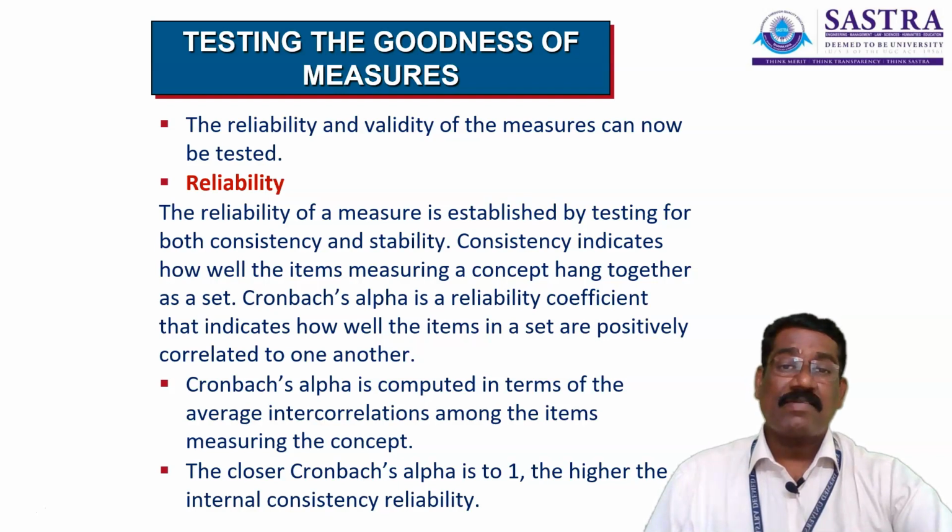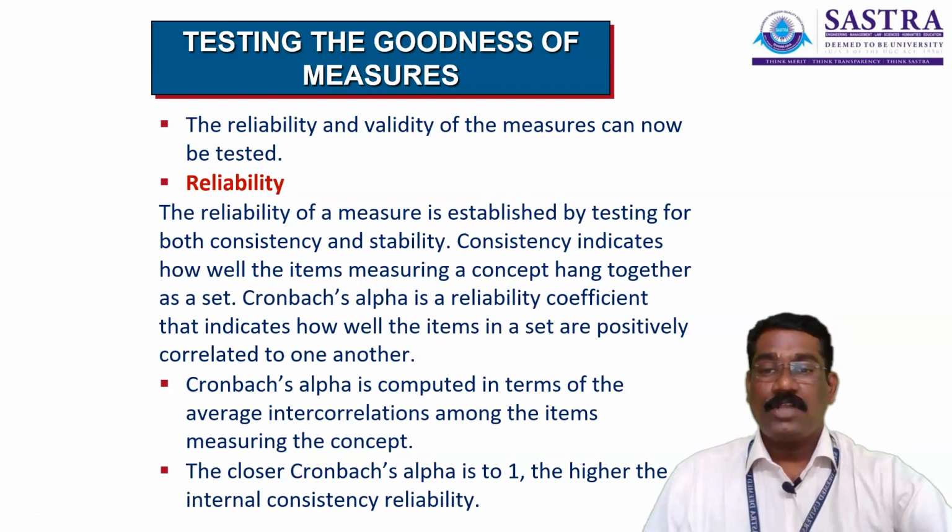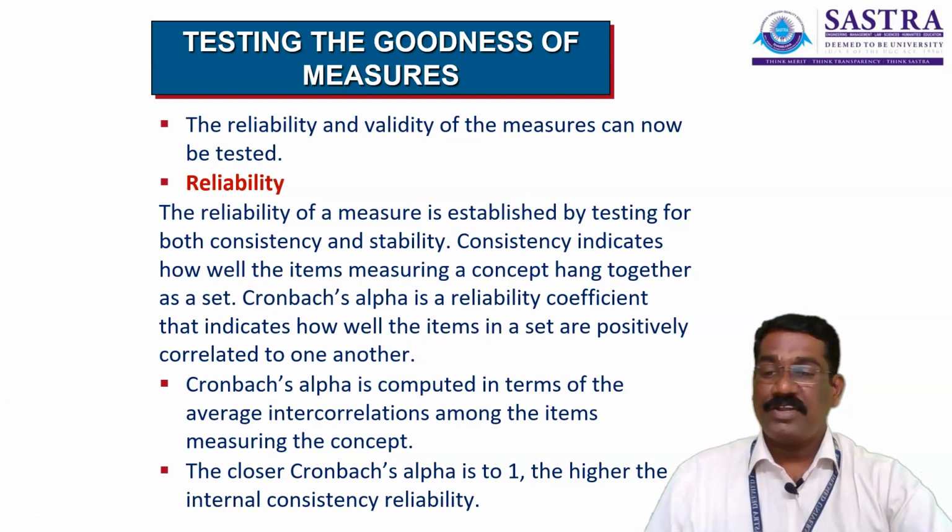So the Cronbach alpha is computed in terms of the average intercorrelations among the items measuring the concept, and the closer Cronbach alpha is to 1, the higher the internal consistency reliability. So now let me demonstrate that using SPSS.